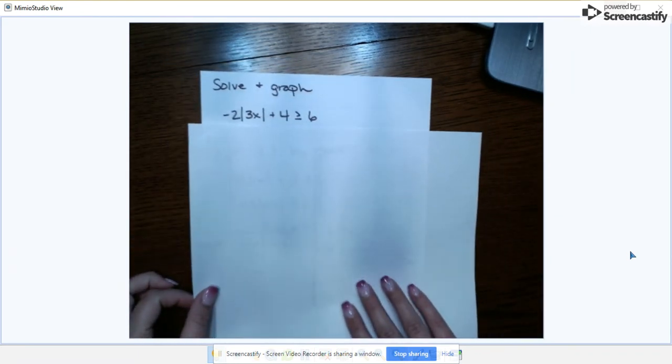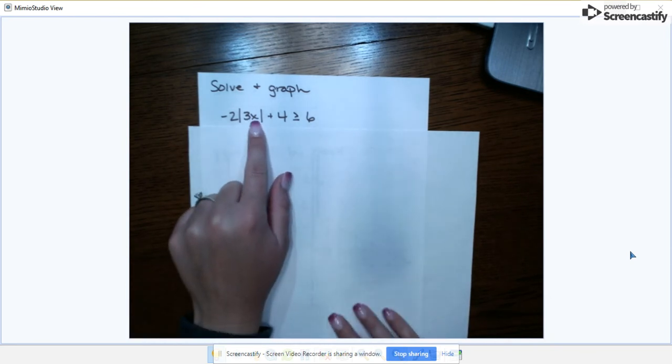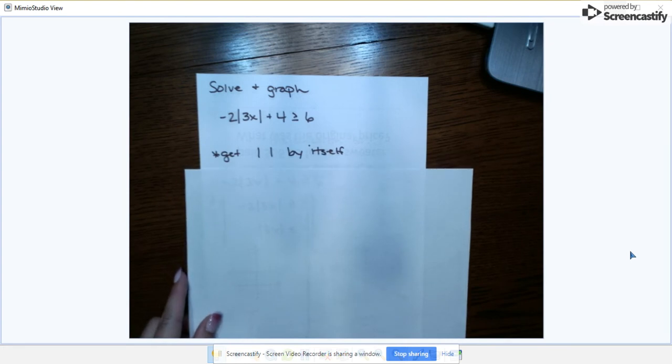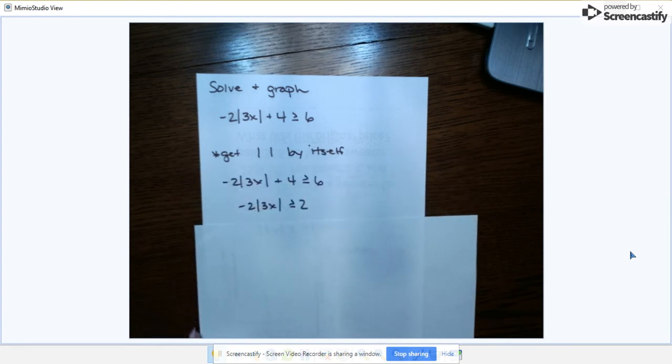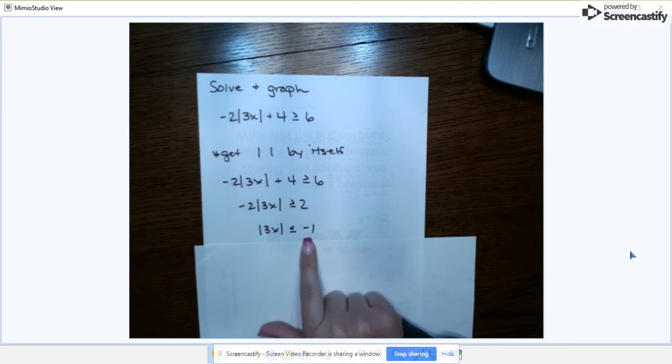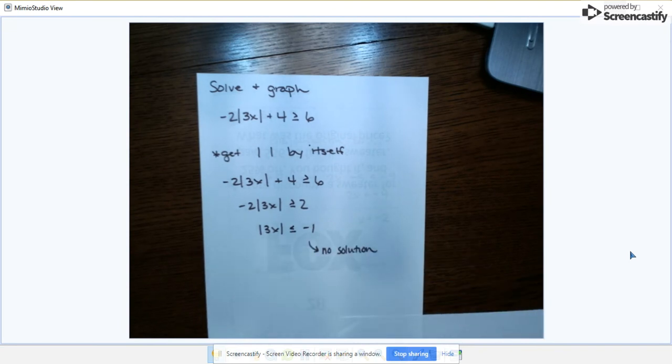Just like in our equations, we had to get our absolute value by itself. We have to do that here as well. So I'm going to subtract 4 to get here. Divide by negative 2. When I divide by a negative with an inequality, remember my sign has to flip. So I have the absolute value of 3x is less than or equal to negative 1. Here again, it's saying my distance is going to be less than negative 1, which means it has to be negative, and our distance can't be negative, so we have no solution.